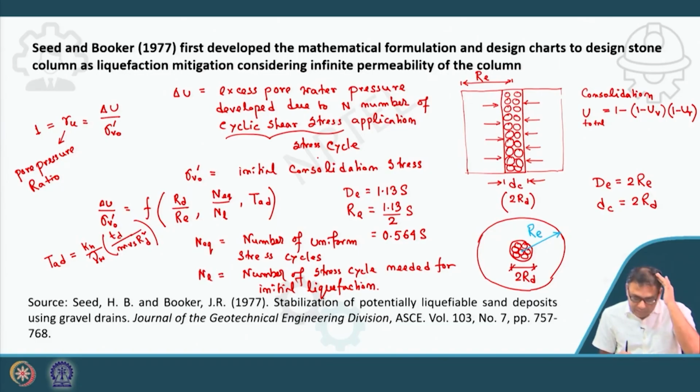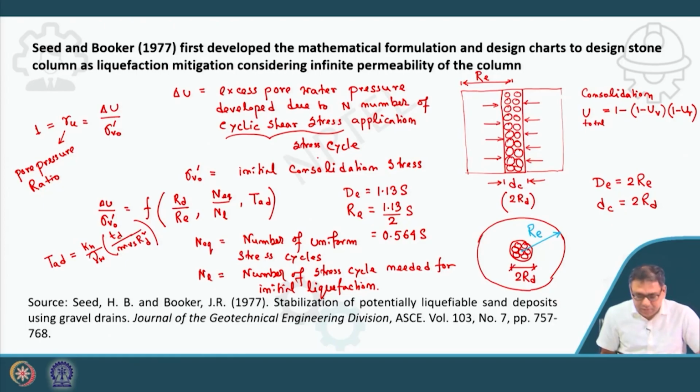So that means here it is the number of stress cycles developed during the earthquake versus the number of stress cycles required to cause the liquefaction. That is my second term, and in my first term it is the spacing versus diameter, or diameter versus spacing, and here T_AD is the K_H. What is K_H? K_H is the horizontal permeability of the soil.